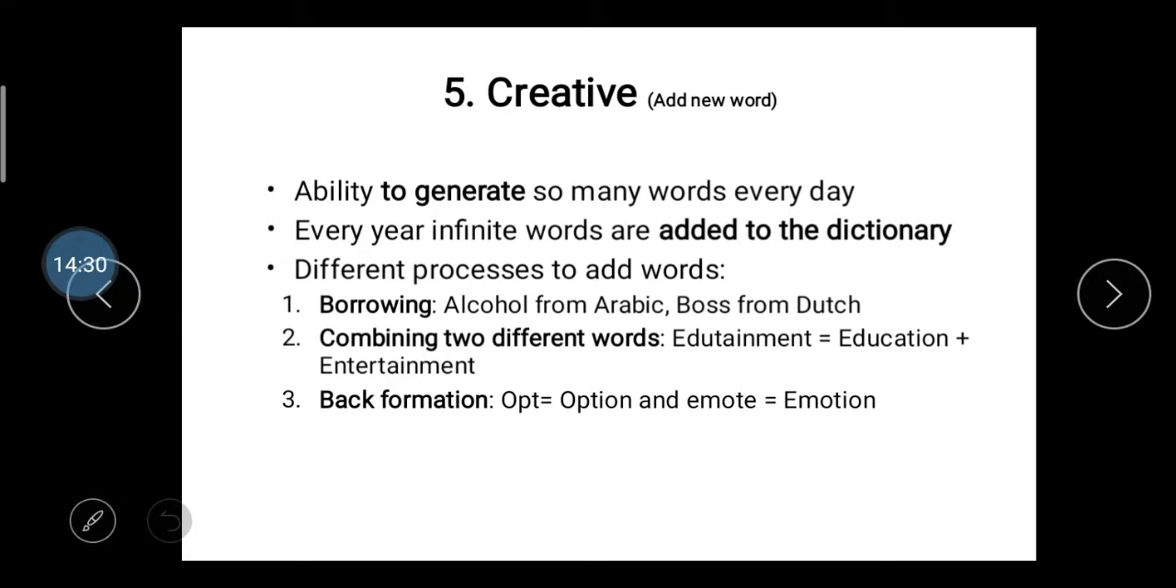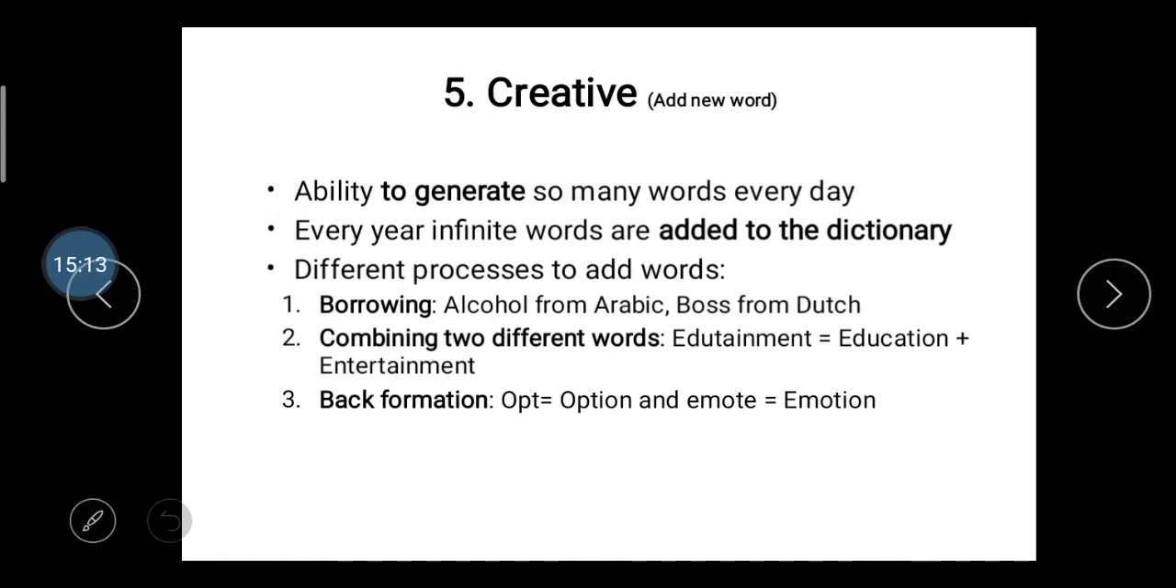Then, there are different processes to add words. For example, the first one is borrowing: alcohol from Arabic and boss from Dutch. These words are derived from other languages. Alcohol is derived from the Arabic language and boss from the Dutch language. And our word communication is also derived from the Latin word communicate. So this type of creativeness of words is also derived from other languages.